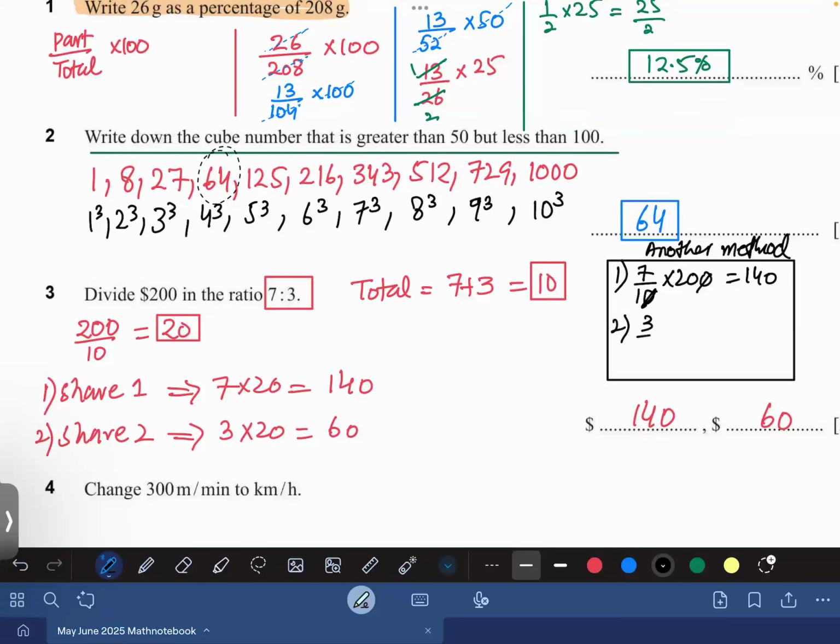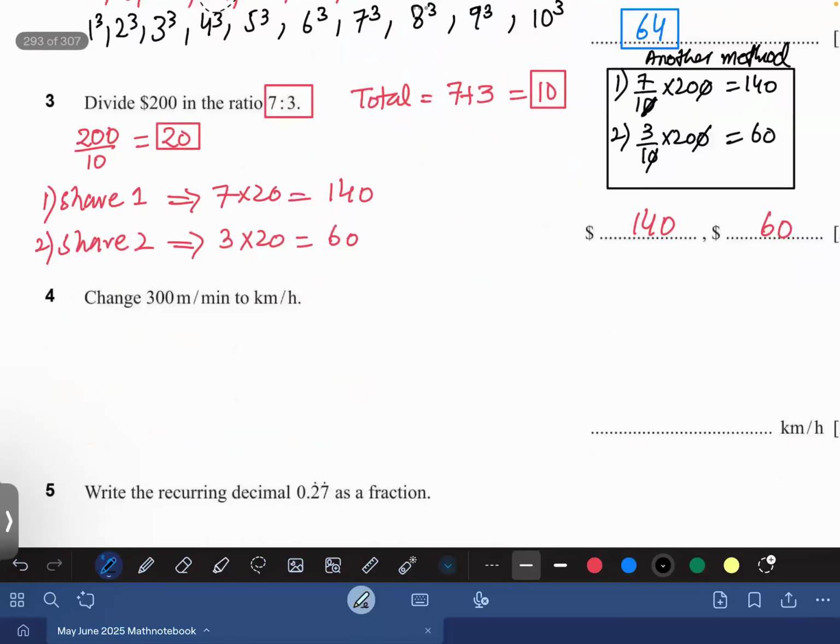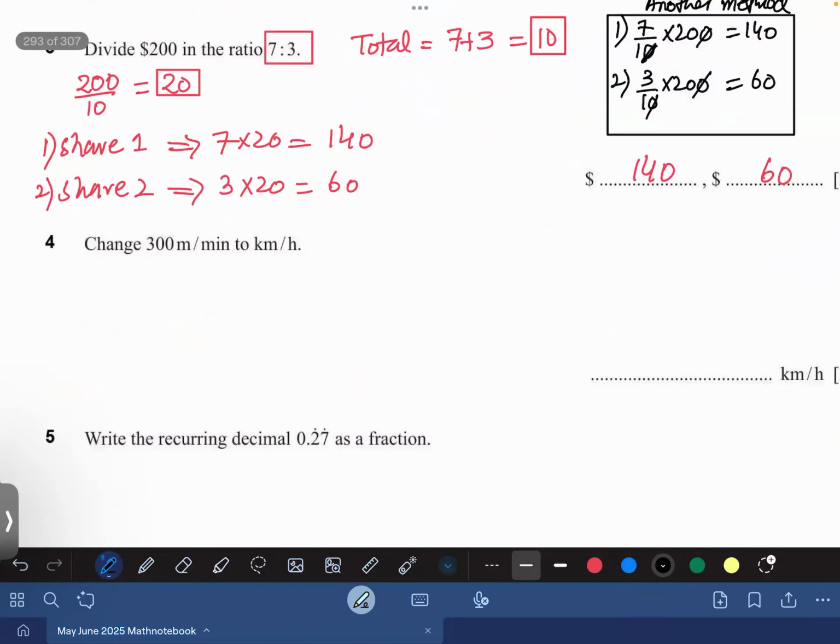And the second share is 3 by 10 of 200. I can cancel 0 with 0. 3 times 20 is 60. This is another method. The choice is yours if you want to proceed anyway. Okay, Muida, I hope you are writing as well. All of you, you should write along with me and practice with me.